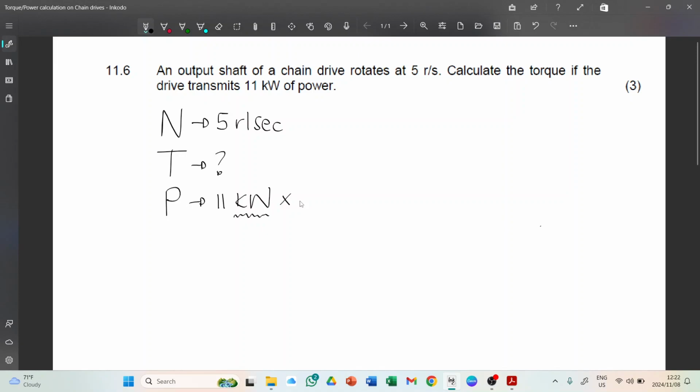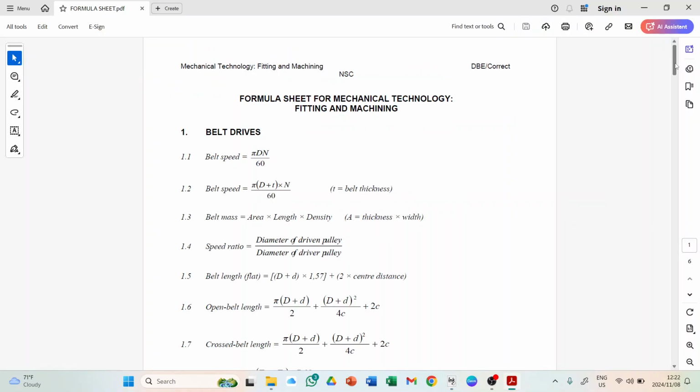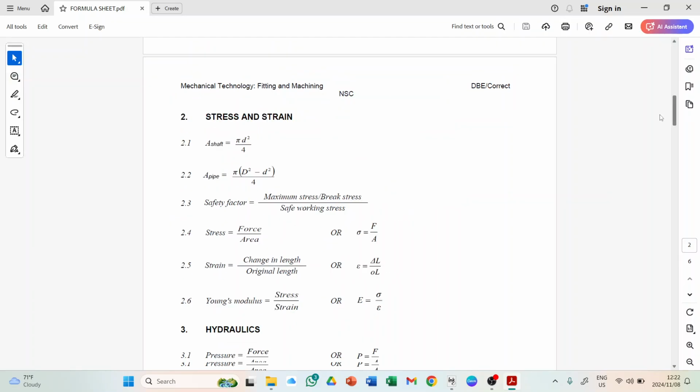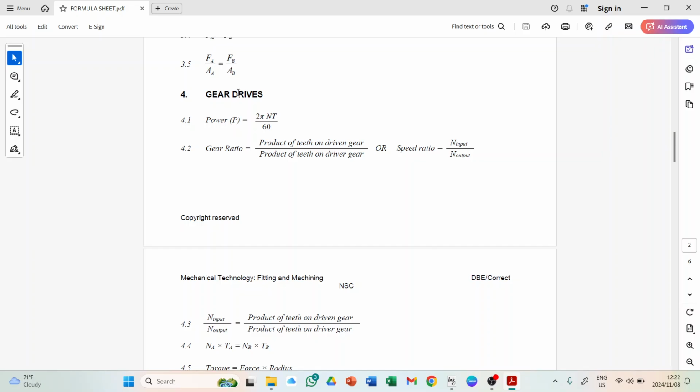Okay, now we're going to look for a formula. A chain drive system works with a gear and a chain around it. So if you look at the formula sheet, we're not going to look at belt drives, because that works with a pulley and a belt. We are going to look under gear drives, because the chain drive system works with a gear. That's the only reason why it will be under here.